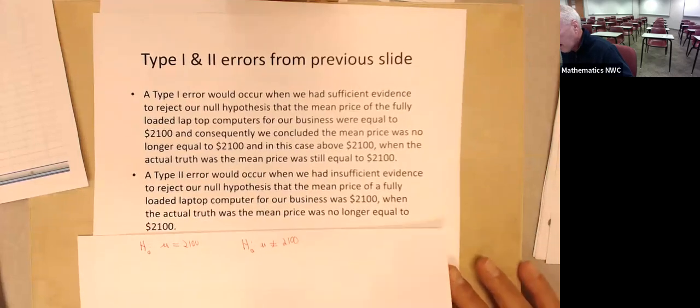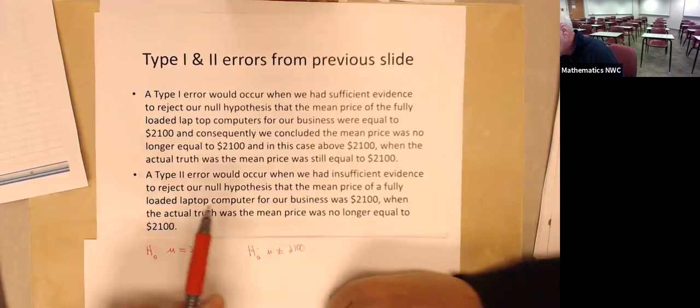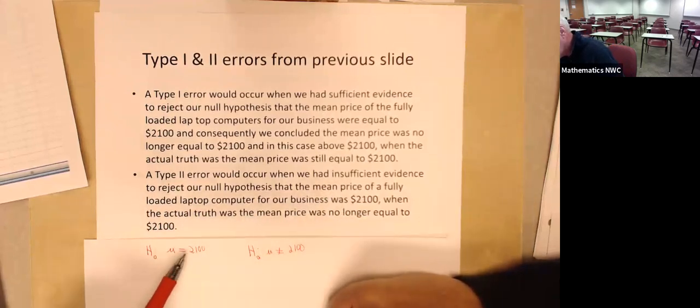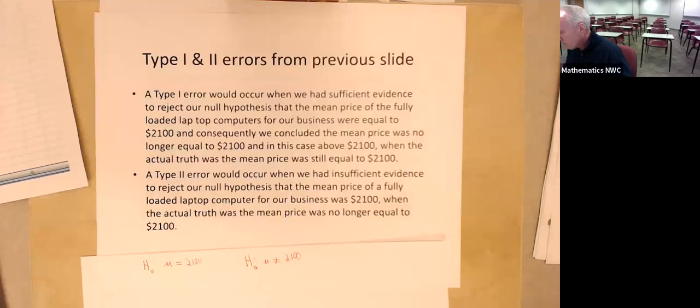A type 2 error would occur when I had insufficient evidence to reject this one, but this one was actually false. I should have rejected it, I just didn't have enough evidence. That would have been a type 2 error.